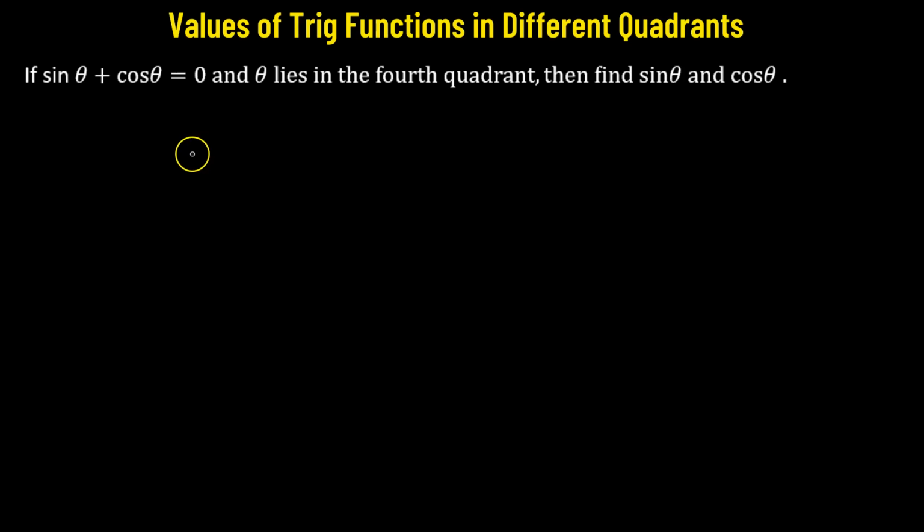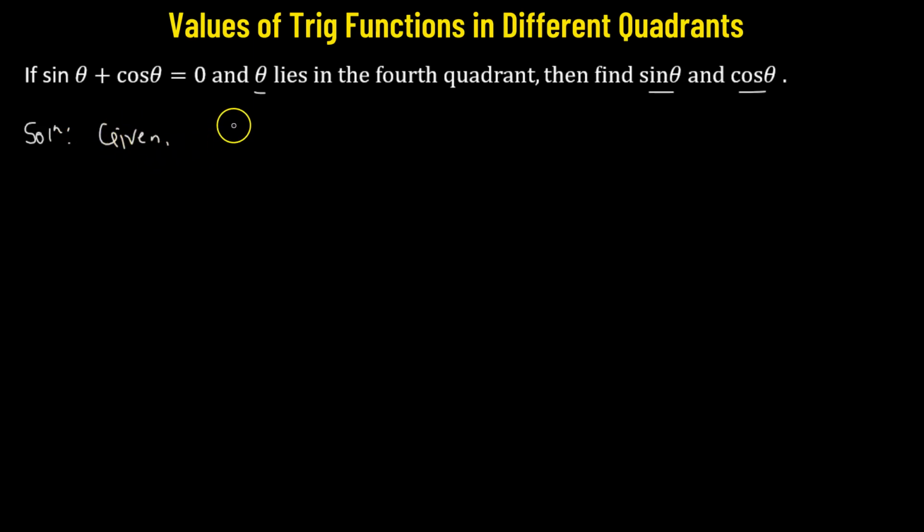So in this problem, we are provided with a value of sine theta plus cosine theta equals 0 and the condition that theta is lying in the fourth quadrant. Using that fact, we need to find out the value of sine theta and cosine theta. So let's begin. We'll start with whatever we have been provided with.